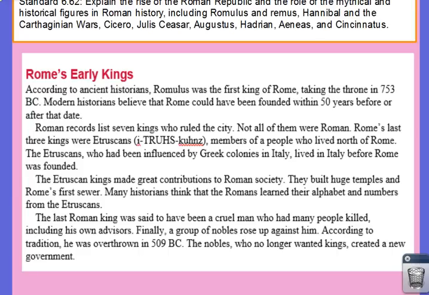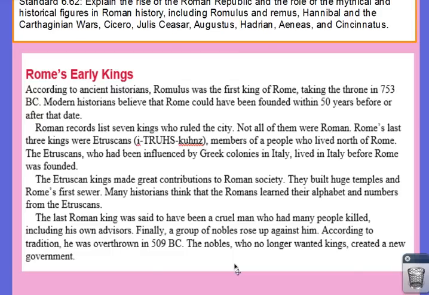Okay, before we move on to Cincinnatus, we're going to read this one other slide. It has a little bit more information about Romulus and Remus, and we might want to add one more fact. According to the ancient historians, Romulus was the first king of Rome. You might want to go back and put that in your document under your column, Romulus and Remus, that Romulus was the first king of Rome. Taking the throne in 753 BC, modern historians believe that Rome could have been founded within 50 years before or after that date. Roman records list 7 kings who ruled the city.